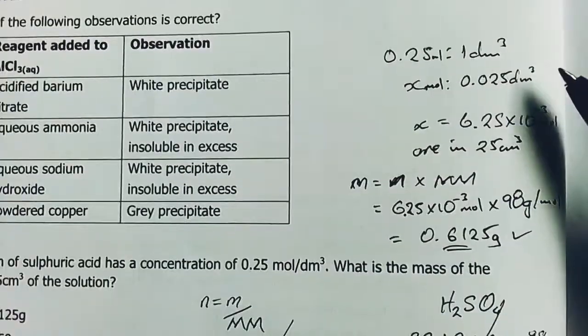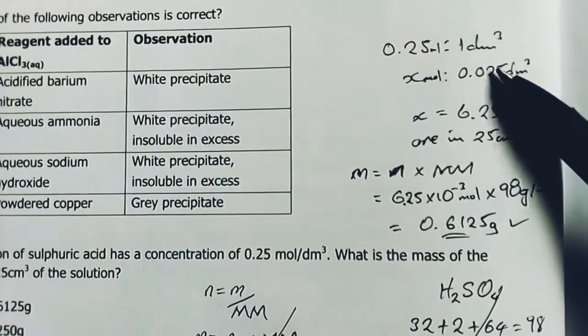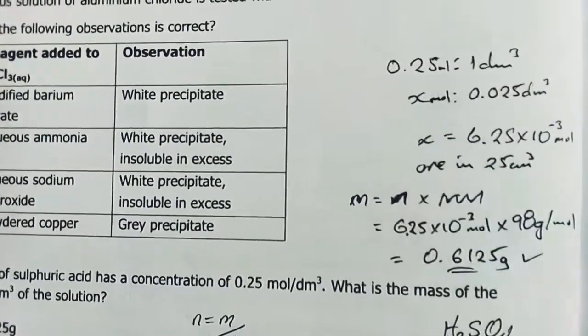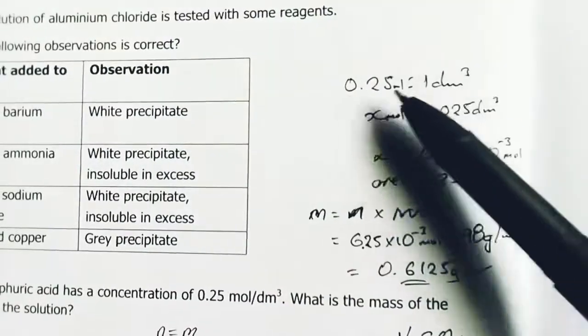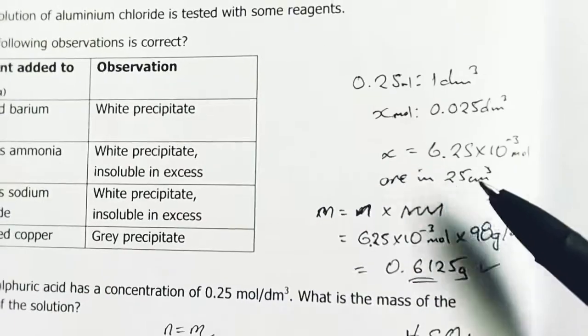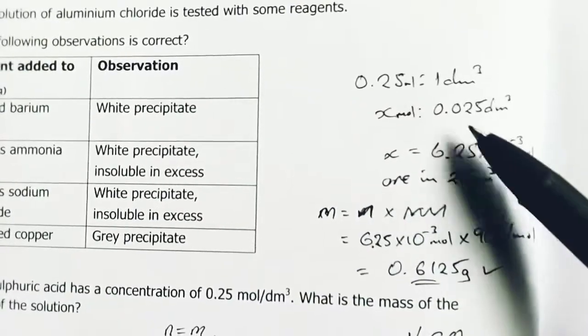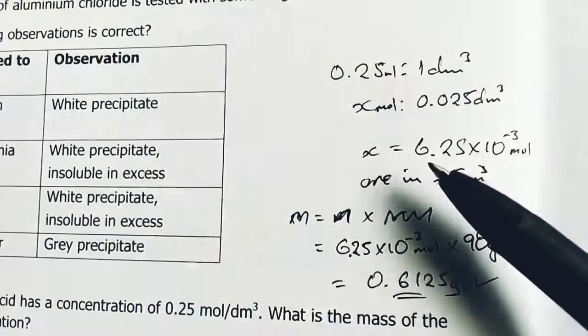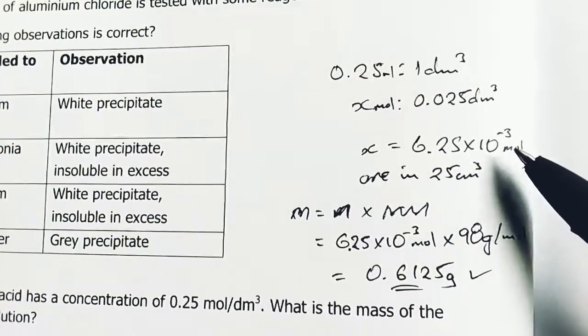So I divided by 1000. So the point moved 1, 2, 3. And this is your volume in decimeters. So if this is that, then X is that. So I cross multiply. Then finally, my number of moles in 25 cubic centimeters, which is this when expressed in decimeters, is 6.25 times 10 to the power 3 moles.